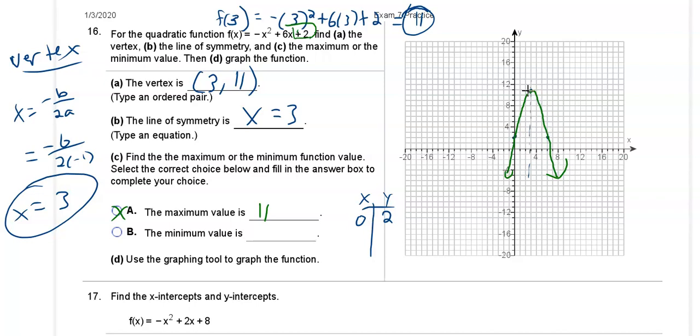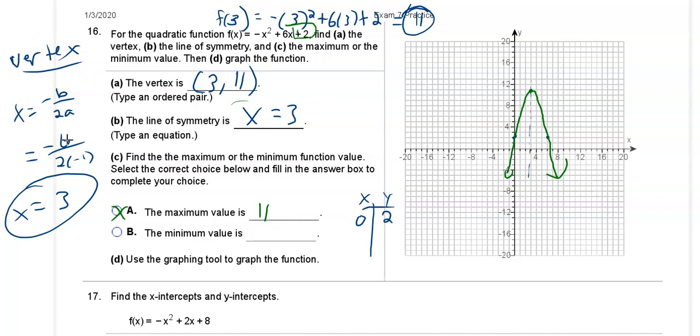And I actually drew this on my first attempt, so maybe I'm better at drawing these upside down than I am right side up. And that is a maximum because the vertex is at the top of the graph. The highest value there is going to be 11.